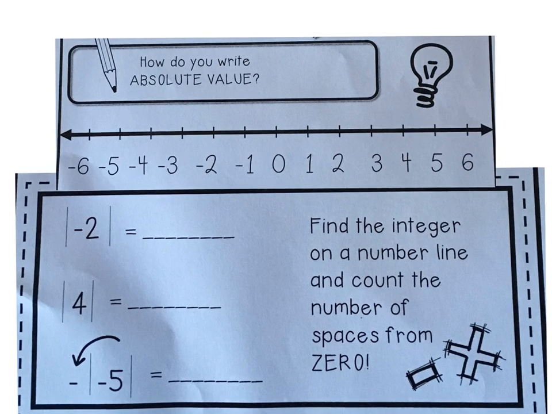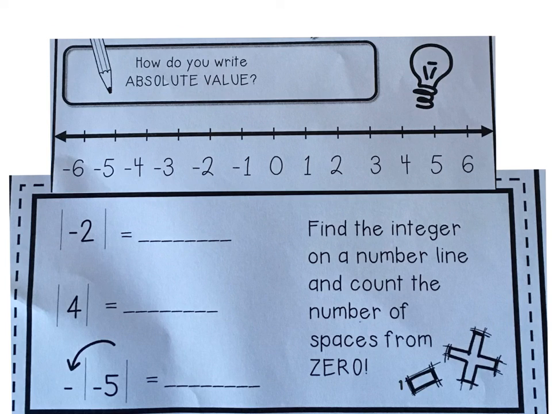So how do we write absolute value? Well, we write absolute value in the form of two straight lines with a number in the middle. Just like this problem down here, this says the absolute value of -2. We look at how far away -2 is from 0. So here is -2, and it is 1, 2 spaces away from 0. It doesn't matter if it was a -2 or a +2, it's still 2.